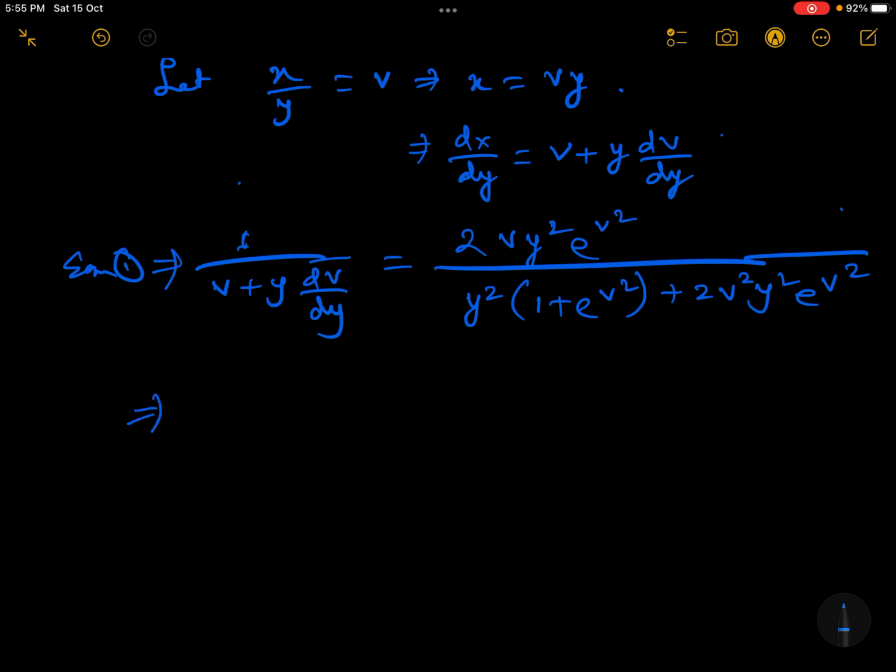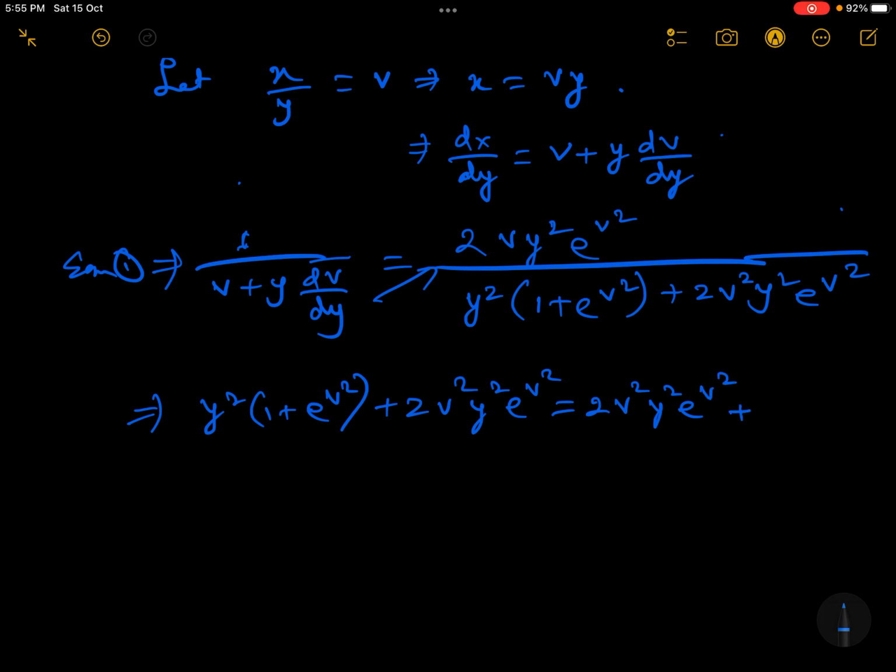And we'll continue, we'll cross multiply. So this will be like this: y square into 1 plus e^(v square) plus 2v square y square e^(v square) equal to, let's multiply these things, 2v square y square e^(v square) plus the next term is 2v y cube e^(v square) dv upon dy.